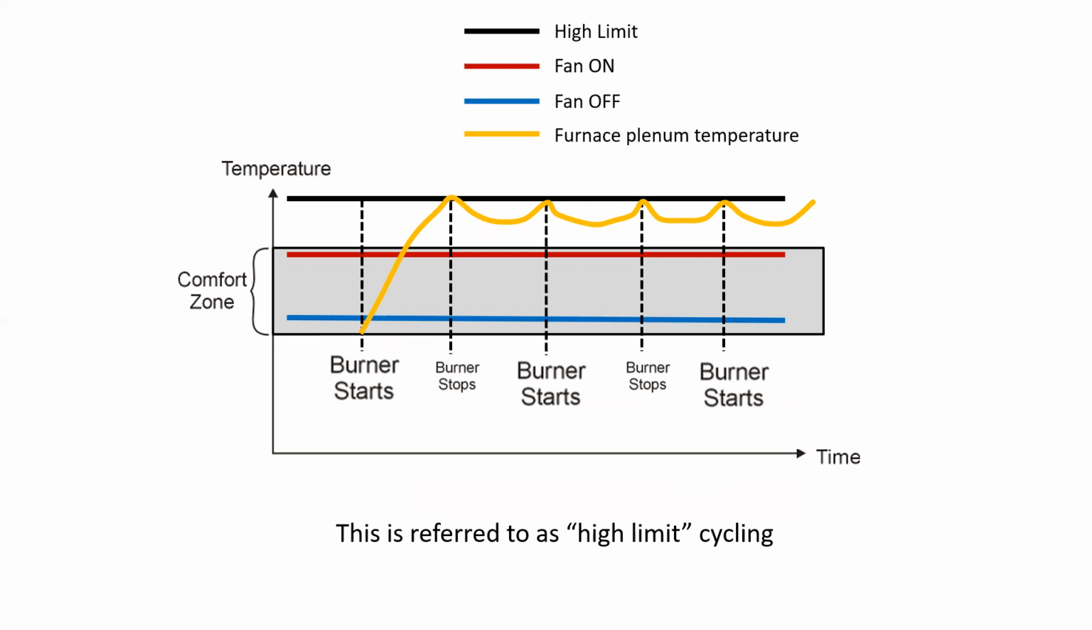Whatever the case, high limit cycling would be seen by an individual as the burner starting, reaching a high temperature, and then turning off. Turning back on, high temperature, turning back off, turning on, turning off. But at no point is the main blower turning on.